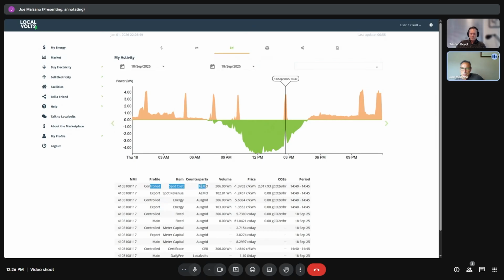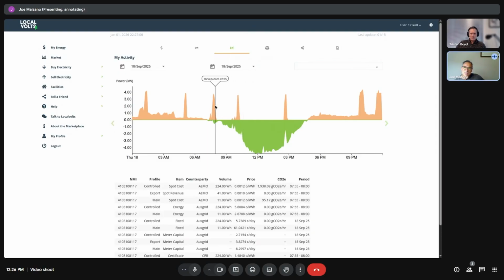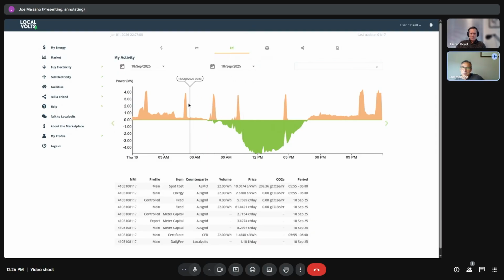So what that will be is the distributor seeing that energy prices are low and it's a good time to turn on some water heating. And there's also some more of that going on here. So these little big spikes are generally controlled load spikes.